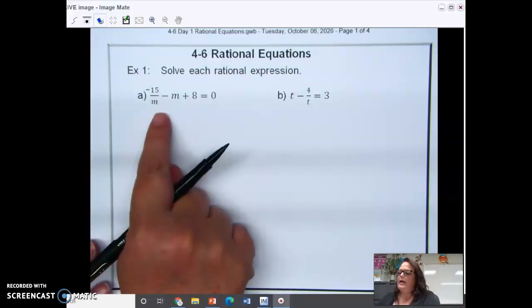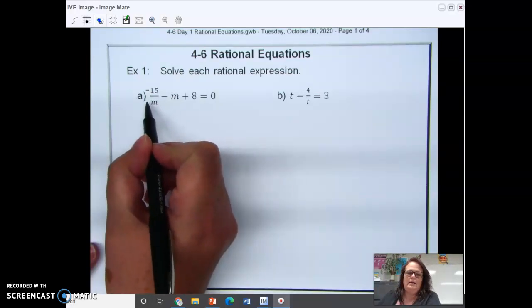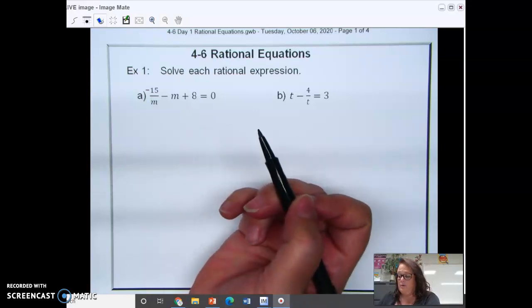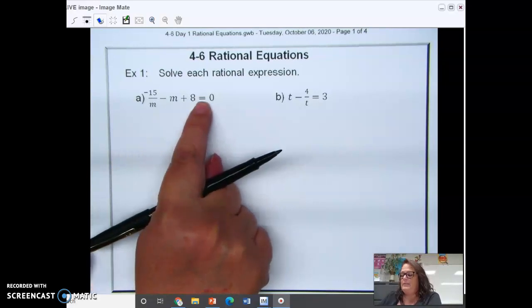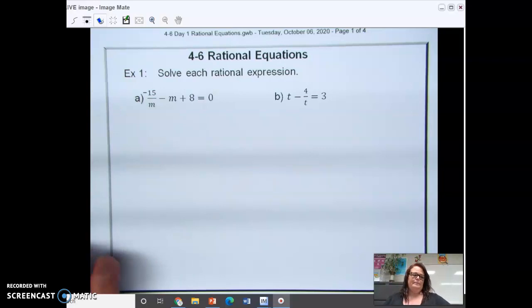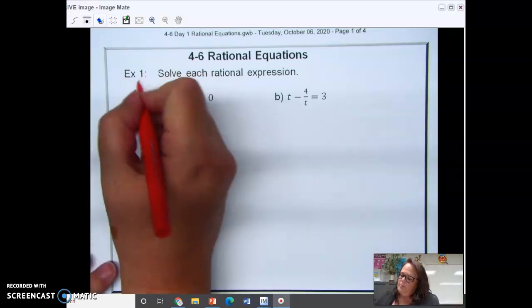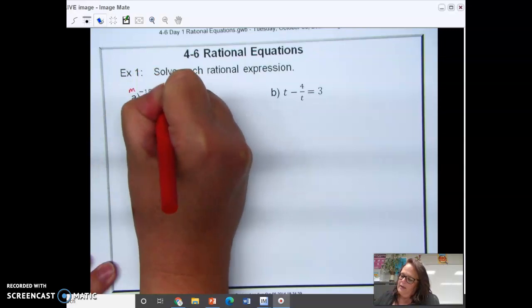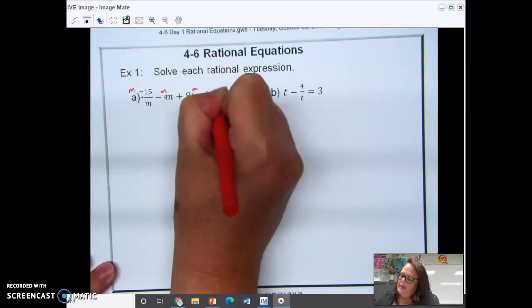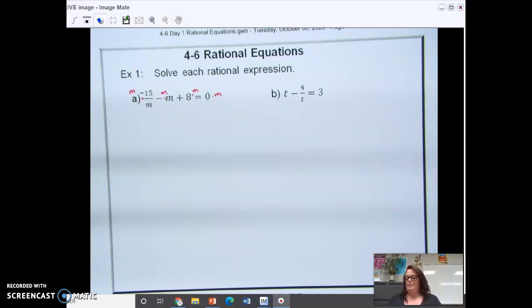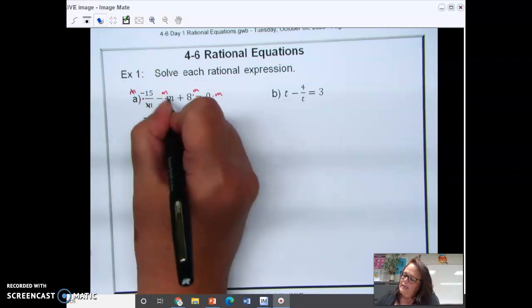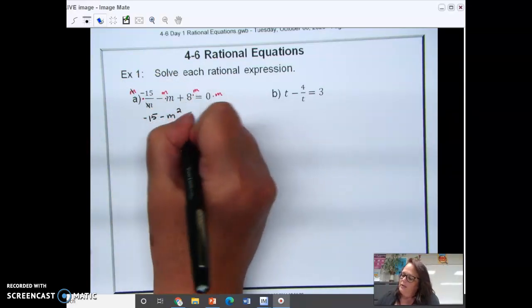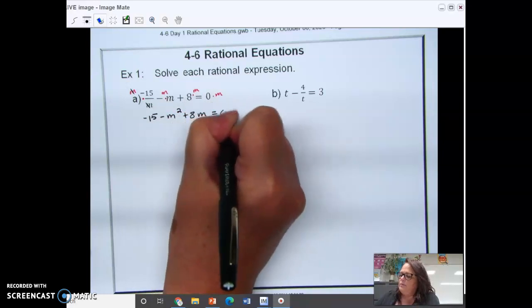So if we take a look at part A of example 1, this is a rational equation because I have this m in the denominator. And if you're not a big fan of m, you can use x, whatever you want to use. Because we have an equal sign, I want to be able to get rid of the m. So if I multiply everything through by m, and I can do that because I'm multiplying by m on both sides, then here the m's cancel, leaving me with negative 15. And here I get negative m squared. And here I get positive 8m, and that's equal to 0.